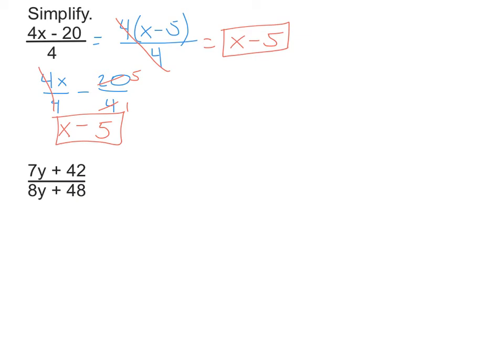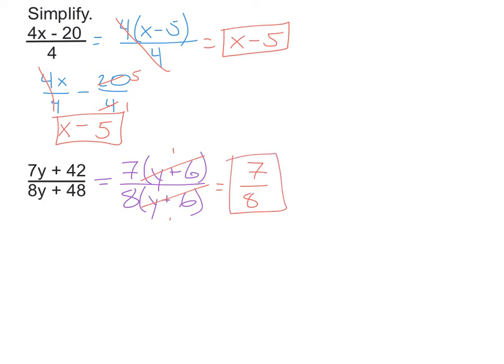In the next one, well, goodness, between 7y and 42, I can take a 7 out. GCF is 7, leaving me with y plus 6. In the denominator, we have a GCF of 8, leaving me with y plus 6. Well, what's the same on top and bottom now? It's a y plus 6 that can cancel. And we get the fraction 7/8.